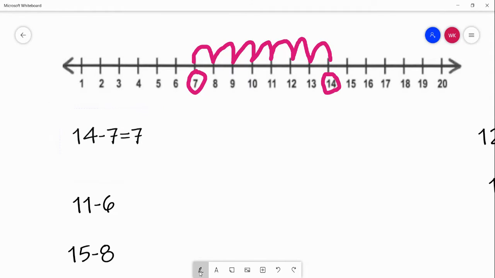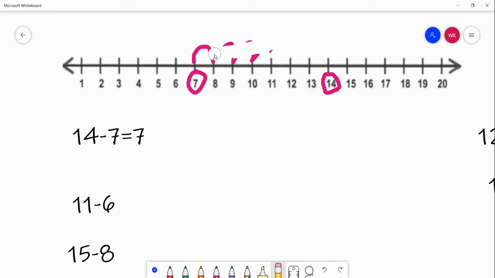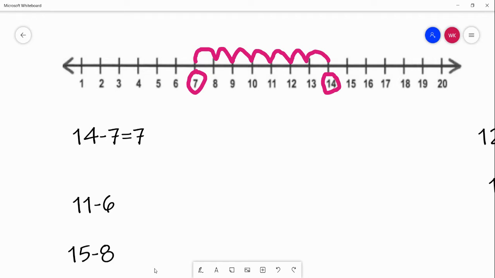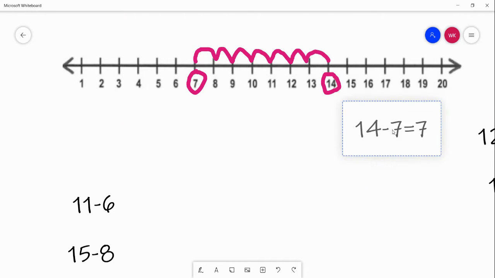Let's go ahead and do our counting backwards. So when we count backwards, we want to start with our biggest number, or our highest number, which is 14 in this equation. So we're going to start at 14, and we're going to jump back to 7 because that's our other add-in in our equation. So 1, 2, 3, 4, 5, 6, 7. So we jumped 7 spaces. So that means 14 minus 7 equals 7.